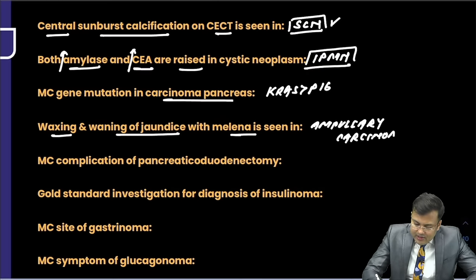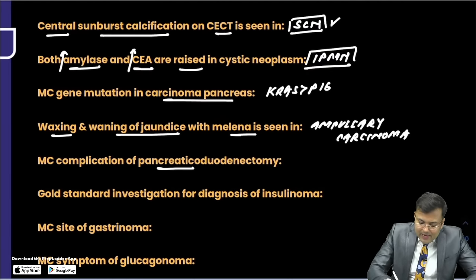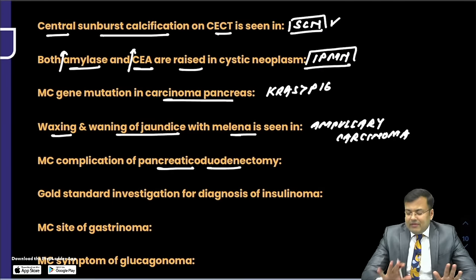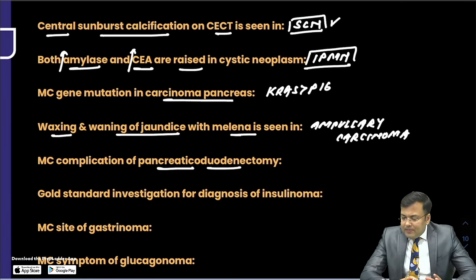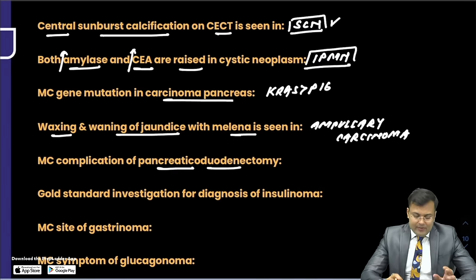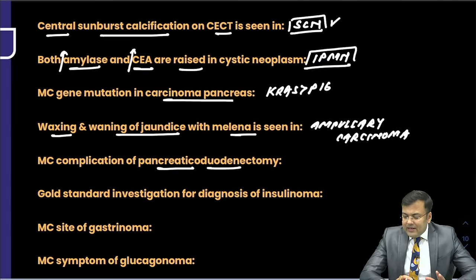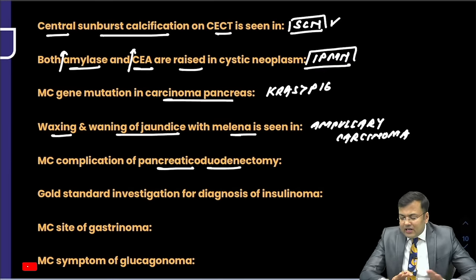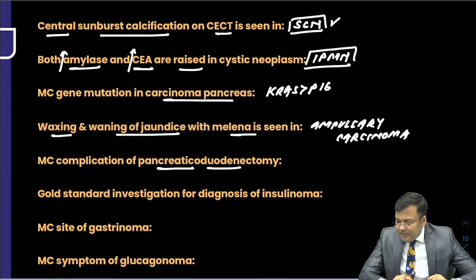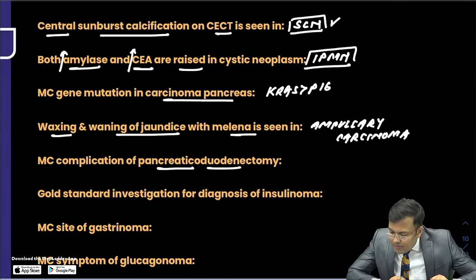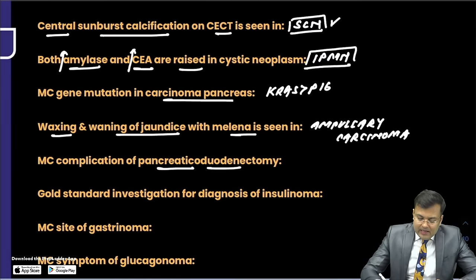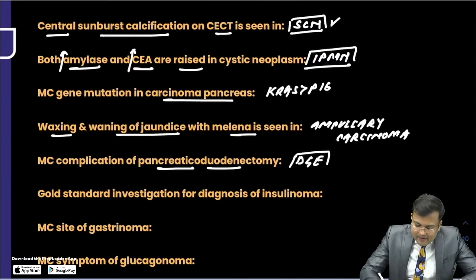Okay, next. What is the most common complication of pancreaticoduodenectomy? Frequently asked question. Most common complication after Whipple's procedure, not leak. Let me see who is going to reply correctly. Delayed gastric emptying, Muhammad Mahtab Alam. Very good. It is delayed gastric emptying.